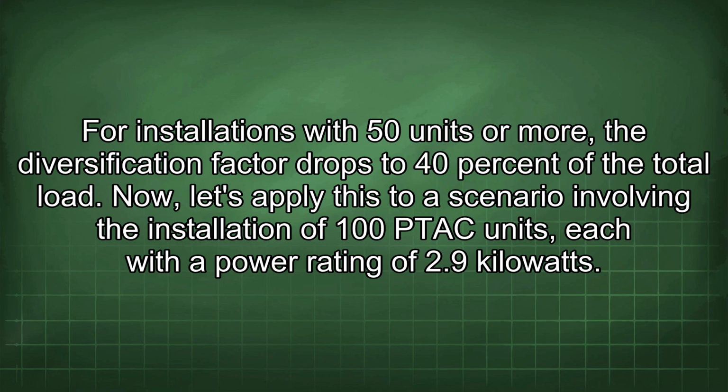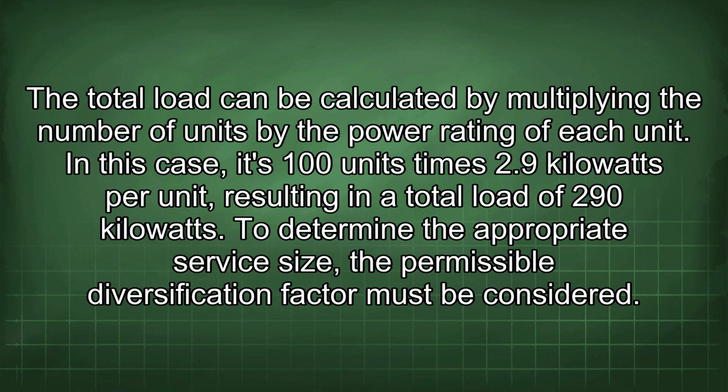Now, let's apply this to a scenario involving the installation of 100 PTAC units, each with a power rating of 2.9 kilowatts. Total load can be calculated by multiplying the number of units by the power rating of each unit. In this case, it's 100 units times 2.9 kilowatts per unit, resulting in a total load of 290 kilowatts.